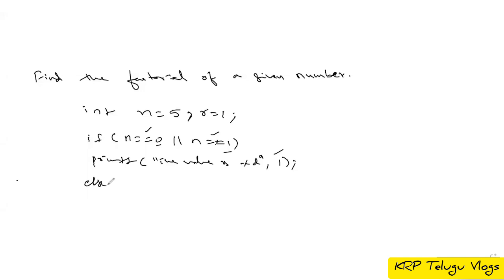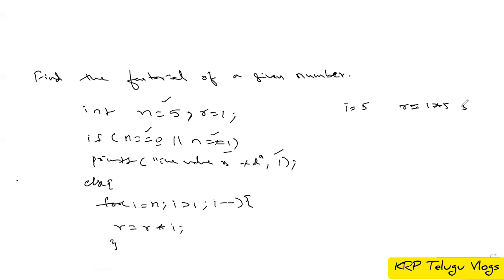Clear or not? So else what you will do, for i is equal to n, i greater than 1, correct? So i minus minus. i will be decremented every time. So r is equal to r into i. So now what will happen? First what is i value? i value is 5. Correct? So r is equal to r into i. So 1 into 5 is nothing but 5.